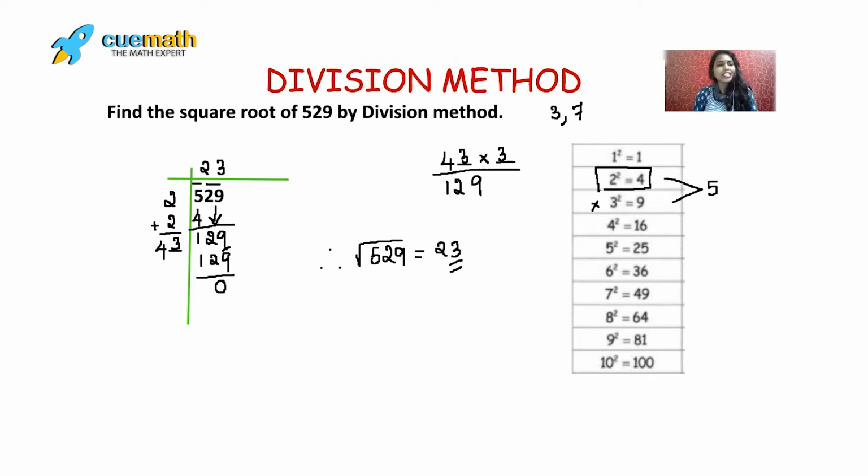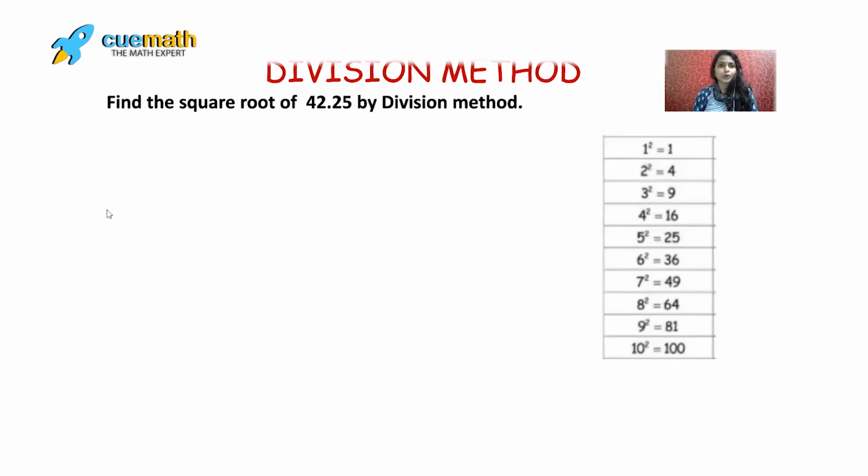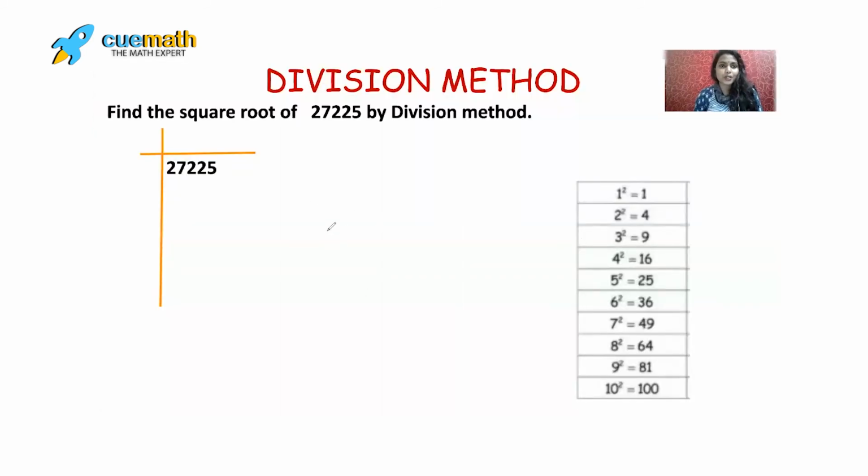Okay, now let's move to a different question. Next question. Find the square root of 27,225 by division method. So at the beginning, what should we do? We have to place the bar over every pair of numbers.